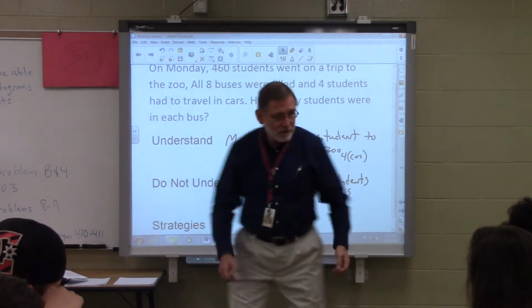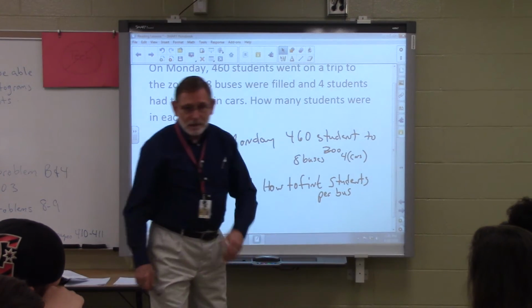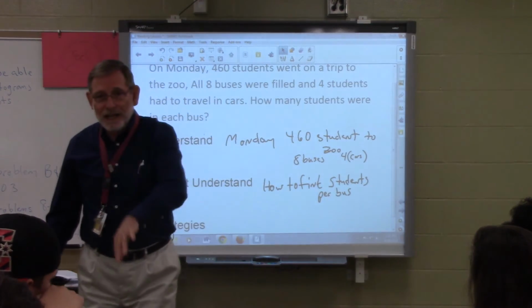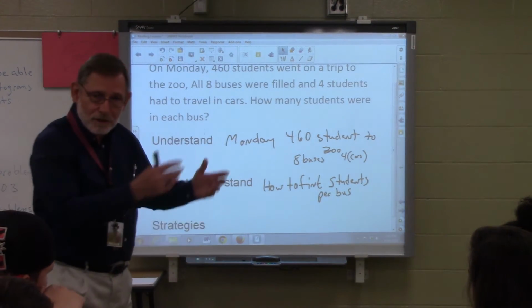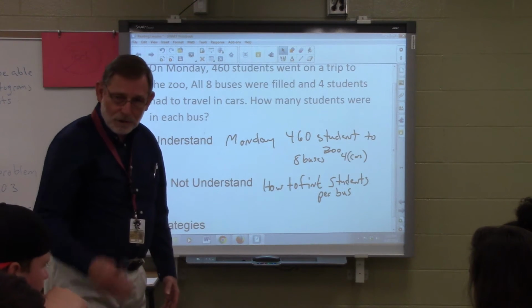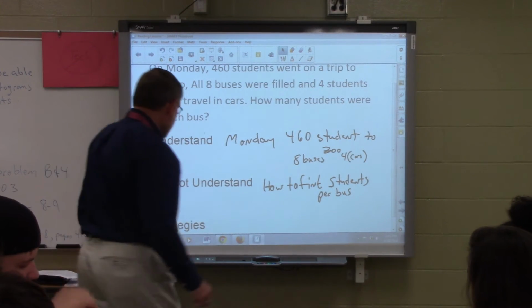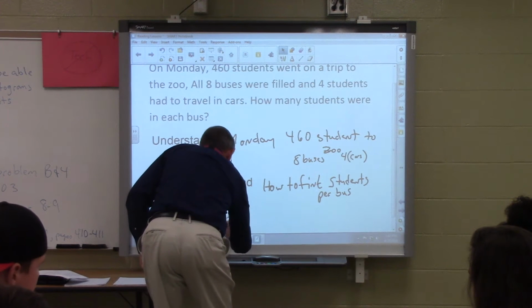So the strategy to find out what I don't know, both as a reading strategy and a math strategy, is to figure out how to write the equation, which is also in your text, okay? So I'm just going to put equation down here.